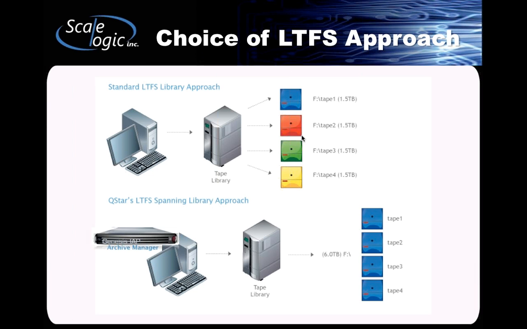You throw the Genesis IAP in there, and we then have LTFS spanning as an option with the archive manager. Now you've taken tape 1, 2, 3, and 4, and they become a 6 terabyte volume that allows you to span across multiple tapes. We're going to cover that again and again.